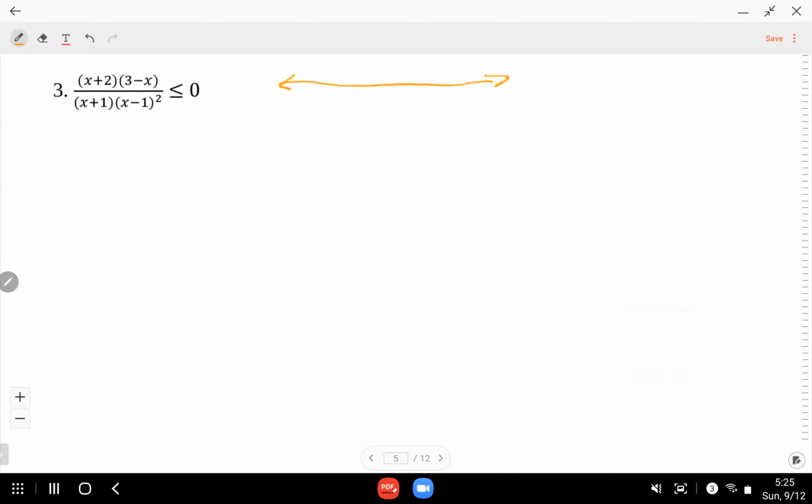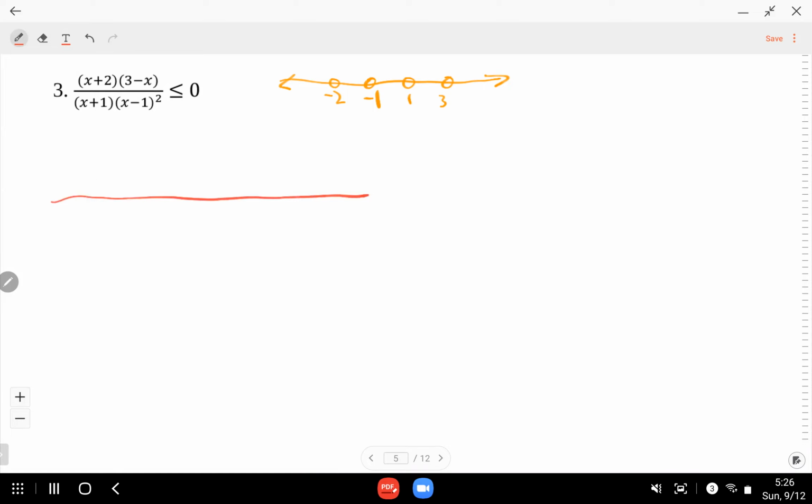So how do we do this? What are the zeros here? We got -2, we got -1, and then we have 1, just 1, and we have 3. Those are all our zeros. So now let's find the intervals. There's going to be a lot of intervals since there are 4 zeros excluded.